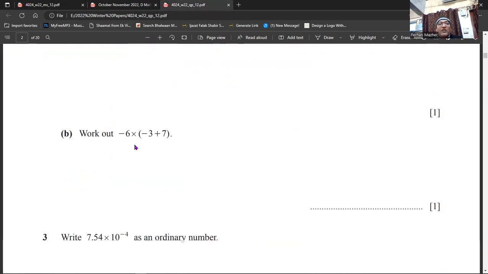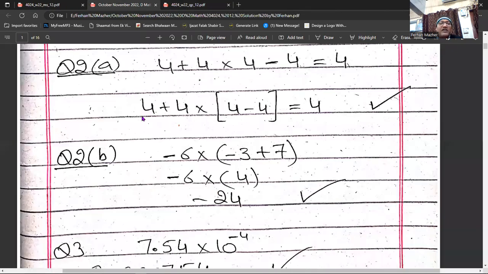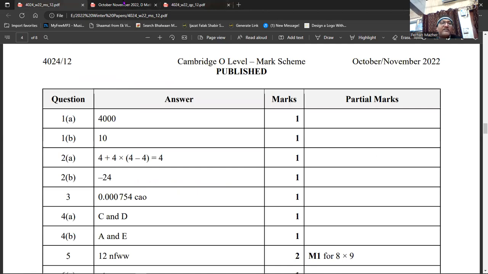It's a little easy. Question number 2, B part, he says work out minus 6 multiply bracket minus 3 plus 7, bracket close. First of all, solve inside the bracket. So inside the bracket minus 3 plus 7 will become 4. So when the minus 6 multiplies with the 4, you will get minus 24. So minus 24 is the answer, which is right.